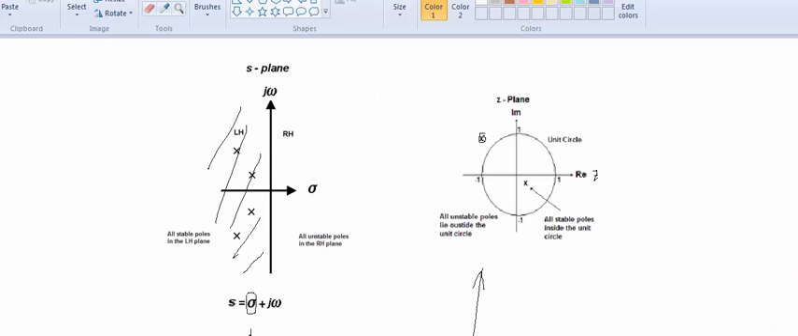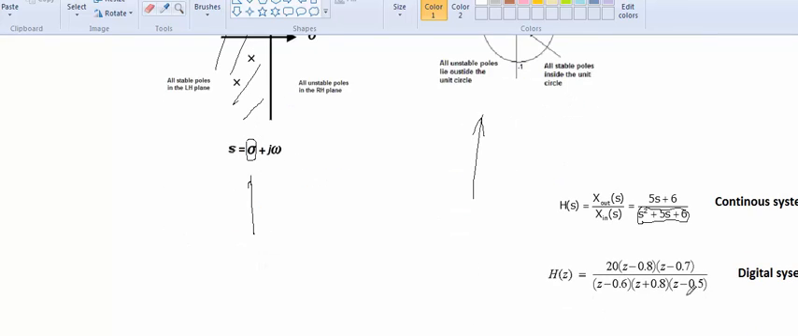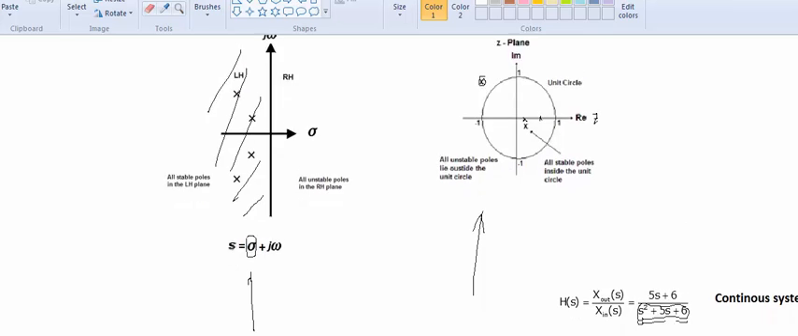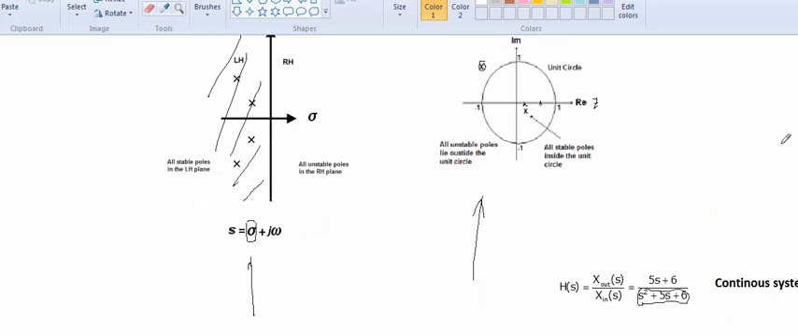For the Z-plane here, if all the poles are inside the unit circle, say Z equals 0.6, Z equals minus 0.8, and Z equals 0.5, then all these poles are inside the unit circle. You'll find that all of these are on the real axis. For example, 0.6 is inside the unit circle.